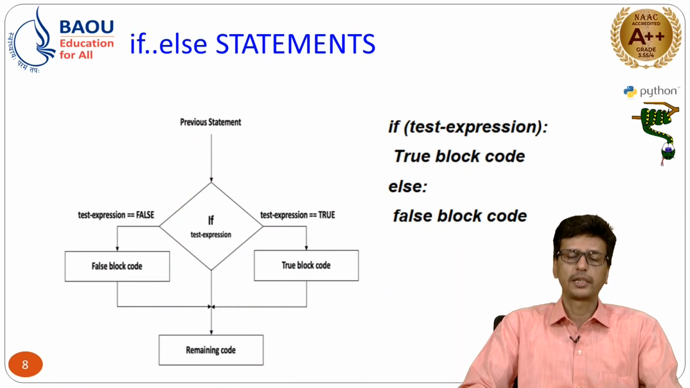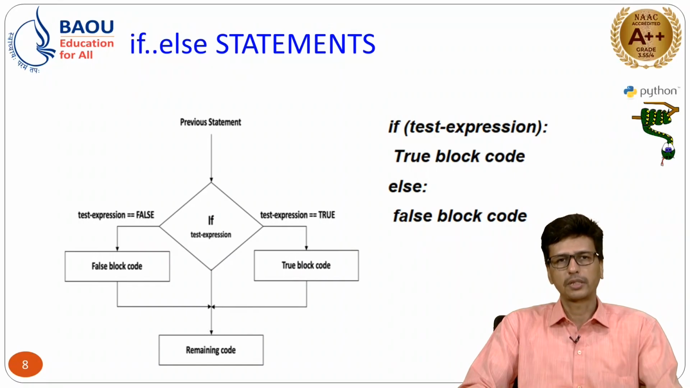Now the next structure, the if else statement, differs from the previous one. In the previous statement, only the condition is checked, and only if it is true will some code be executed. But here in the if else statement, the condition is checked. If the condition is satisfied, some block of code will be executed, and if it is not satisfied, then another block of code will be executed. That is the normal scenario in any programming language, right? And then the remaining code of the program will be executed.